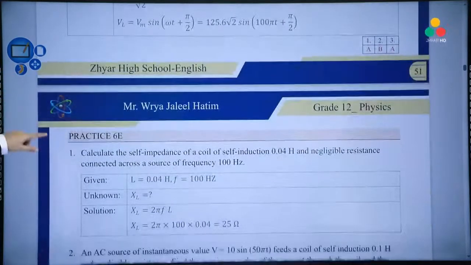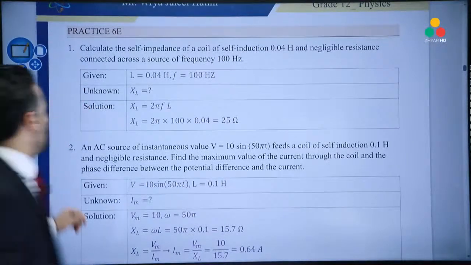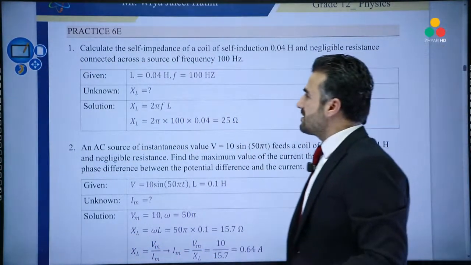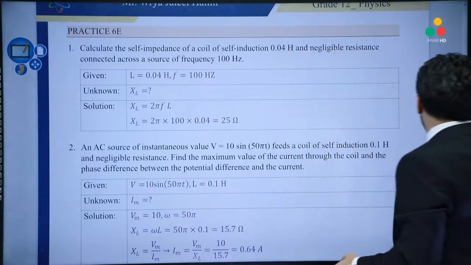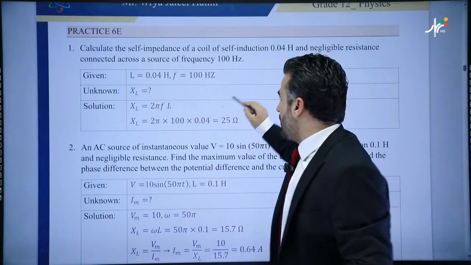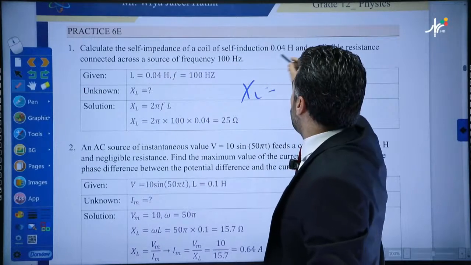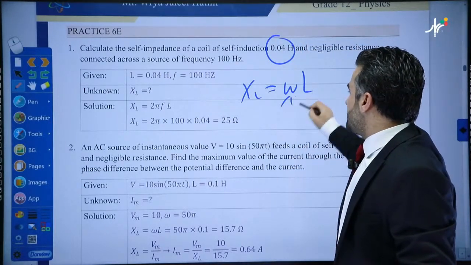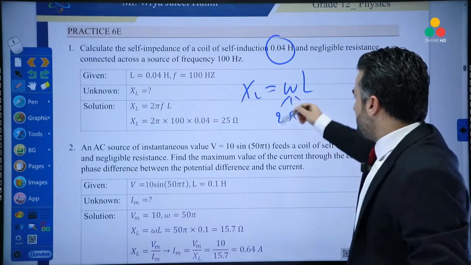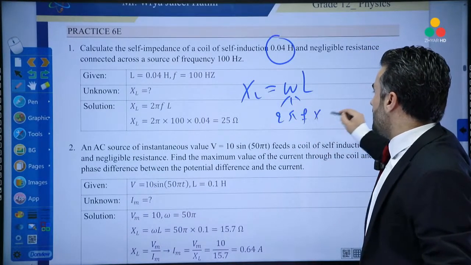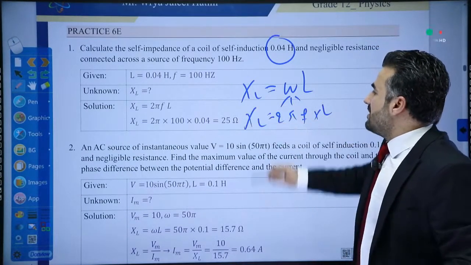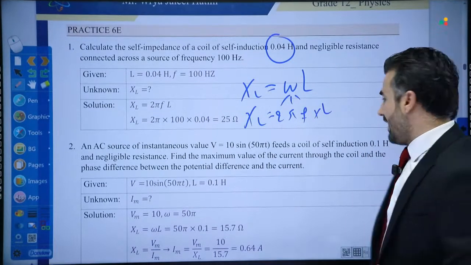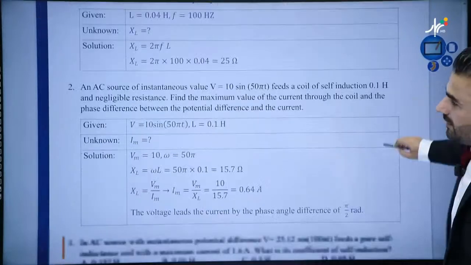Okay, moving on to something different here. By the way, this question is pretty easy, pretty simple. It is just the application of the equation. Calculate the self-impedance here. Self-impedance can be found just by using the equation, yeah? Henry is given, so that is omega L, yeah? Omega is basically equal to 2 pi f, times L, and that's it. You can just find the self-impedance normally.